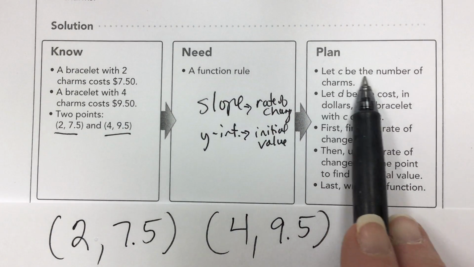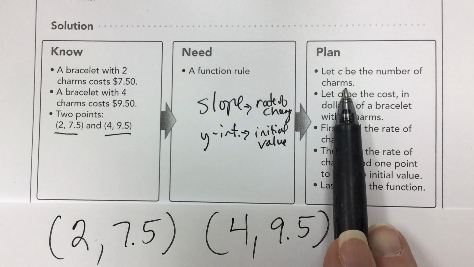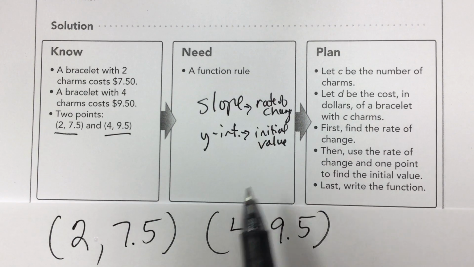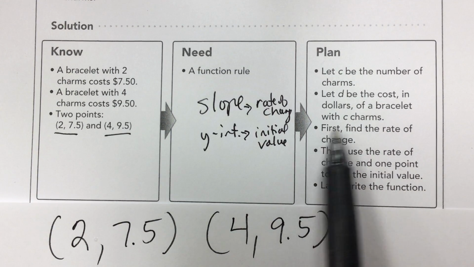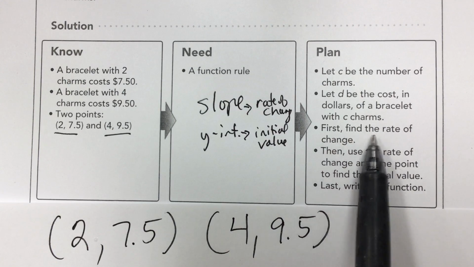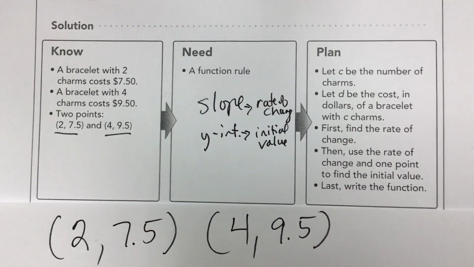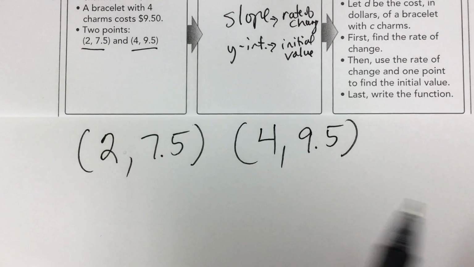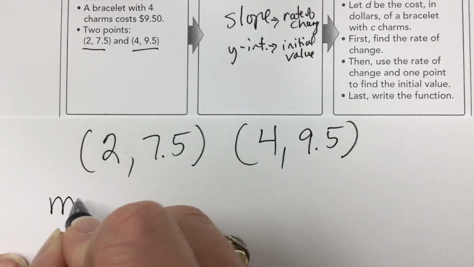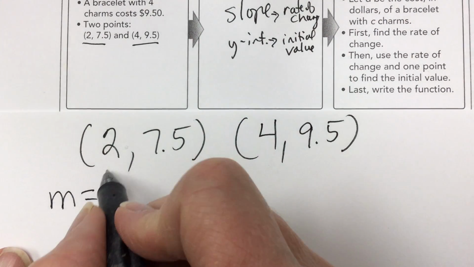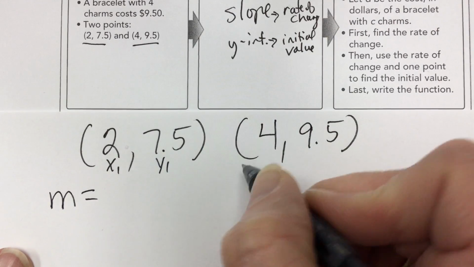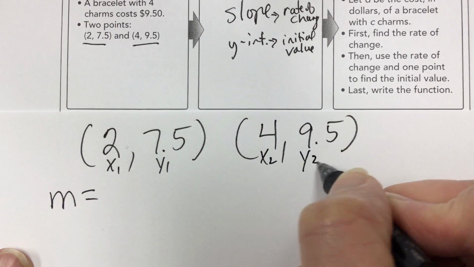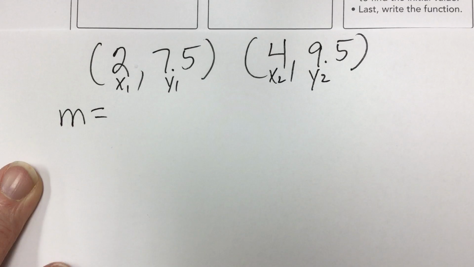So we're going to let C be the number of charms. Let D be the cost in dollars of a bracelet with C charms. First, find the rate of change. So let's first do that. Okay, that would be your slope. This is x sub 1, y sub 1. This is x sub 2, y sub 2. Remember how we labeled them previously.